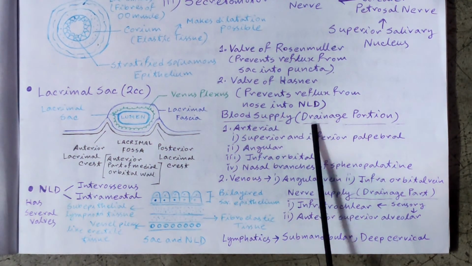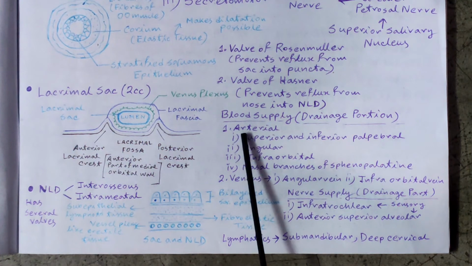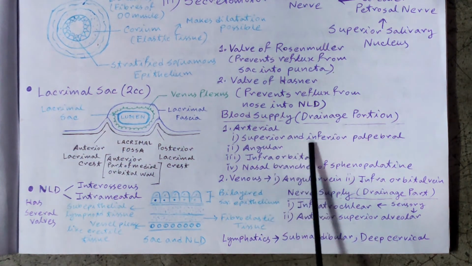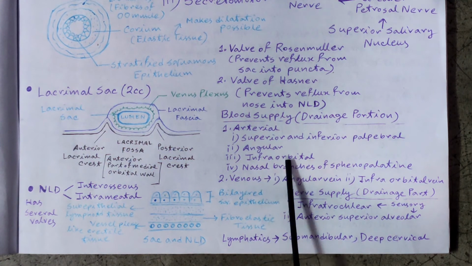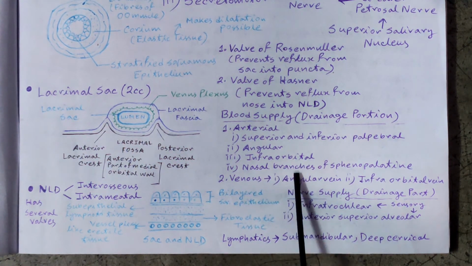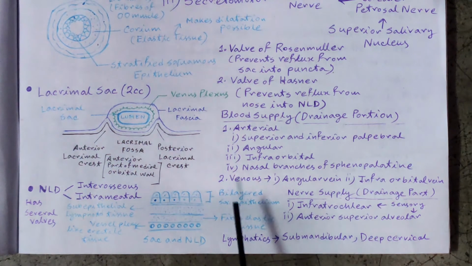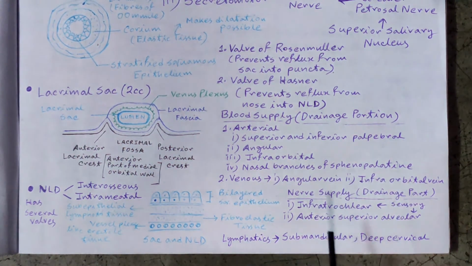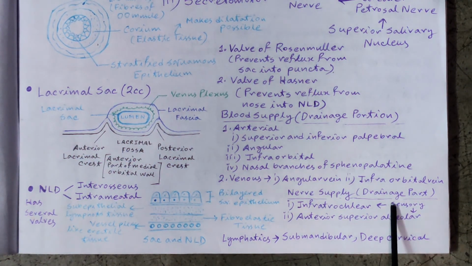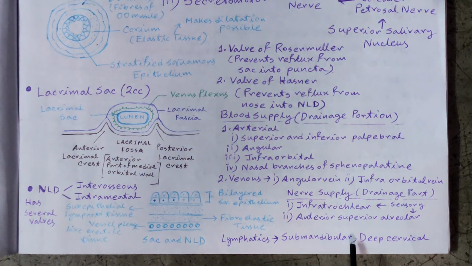Now we come to the blood supply of the drainage portion. The arterial supply is by the superior and inferior palpebral arteries, the angular artery, the infraorbital artery, and the nasal branches of the sphenopalatine artery. The venous drainage is done by the angular vein and infraorbital vein. The nerve supply is done by the infratrochlear and anterior superior alveolar nerves, which give the sensory supply. The lymphatic drainage consists of submandibular and deep cervical glands.